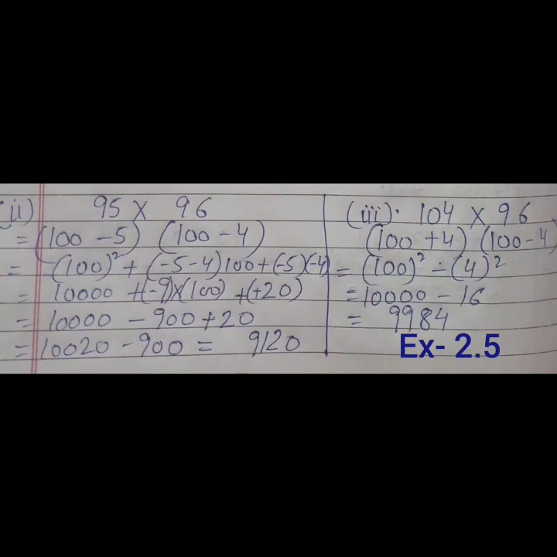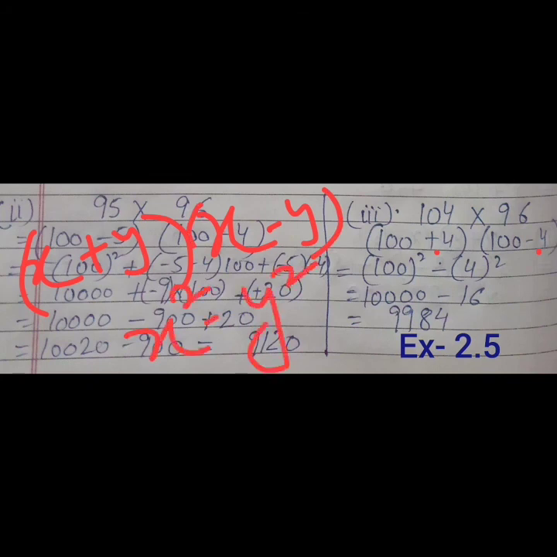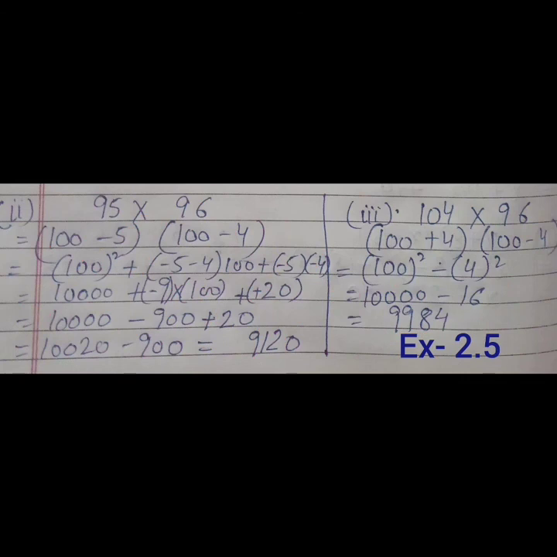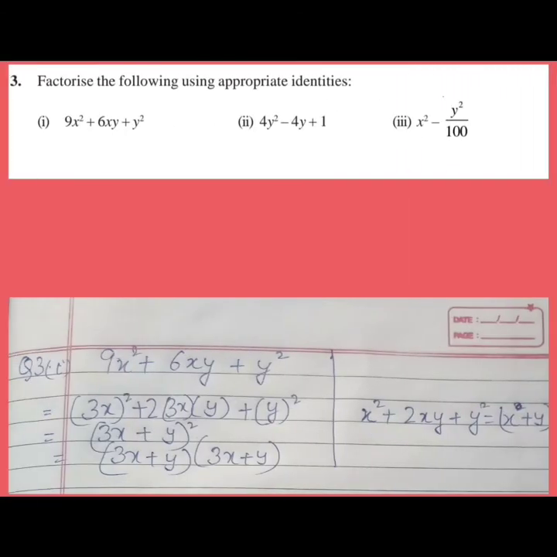So we break it like this, 100 plus 4 and 100 minus 4. Here we have the 100 same and the 4 same. The only difference is again the positive and the negative sign in the center. So we apply the identity (x plus y) into (x minus y) equals x square minus y square. So it becomes 100 square minus 4 square. 100 square is 10,000 minus 4 square is 16, so it becomes 9984.